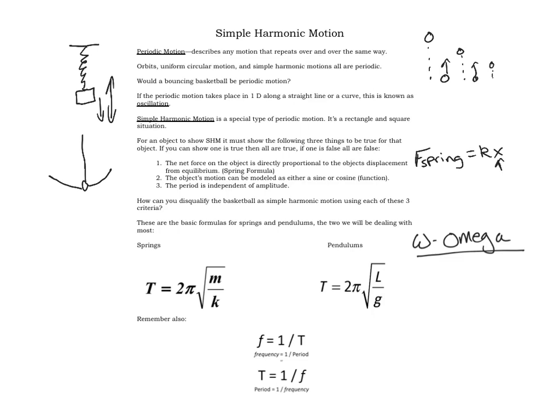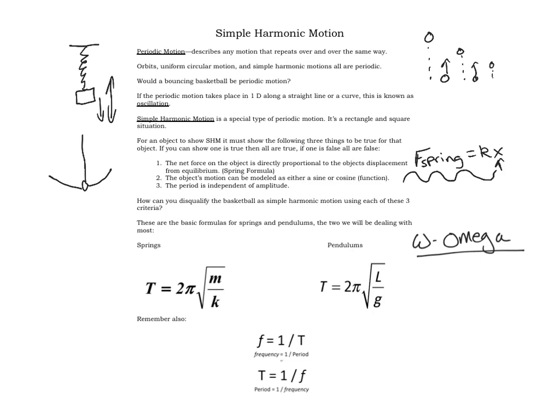Number two, the object's motion can be modeled as either a sine or a cosine function. So basically, you are moving up and down like that. We'll get to what that means a little bit more later. And then finally, the period is independent of the amplitude.